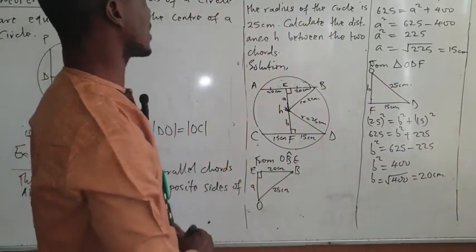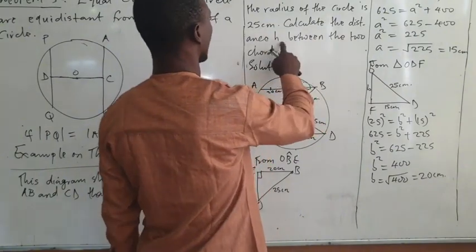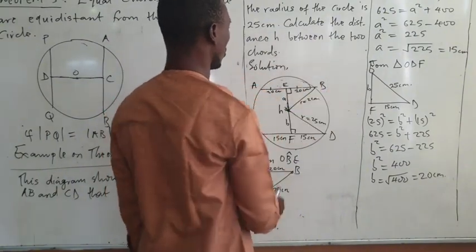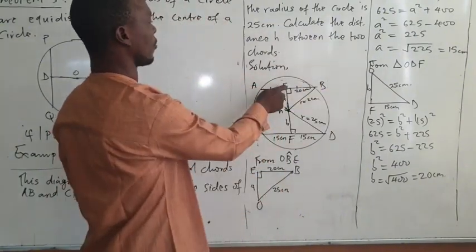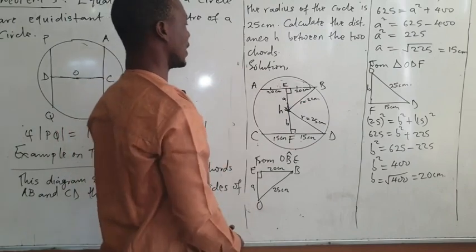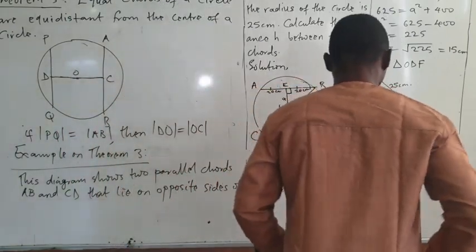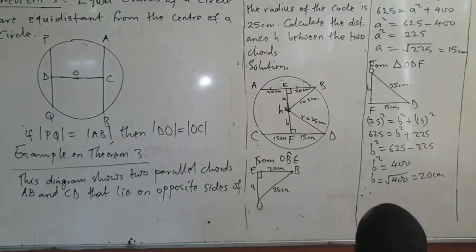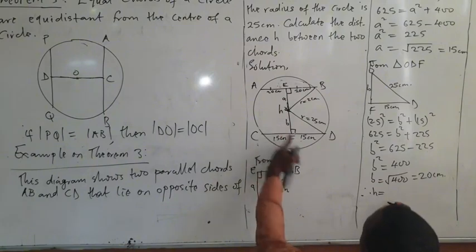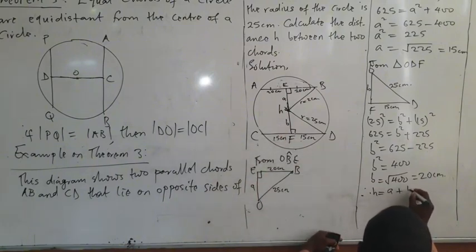So the question now is to calculate the distance h between the two chords. The distance between the two chords will be from there up to this place. That is small h, which is the distance, equals small a plus small b. Small a plus small b equals what? Small a is 15 centimeters plus small b 20 centimeters. So the answer is 35 centimeters.